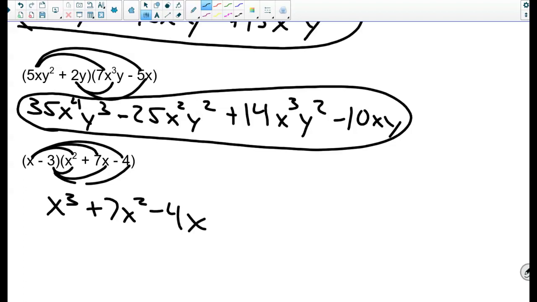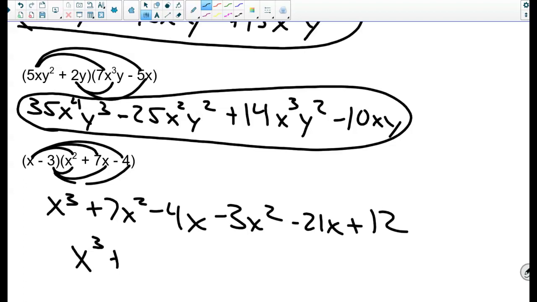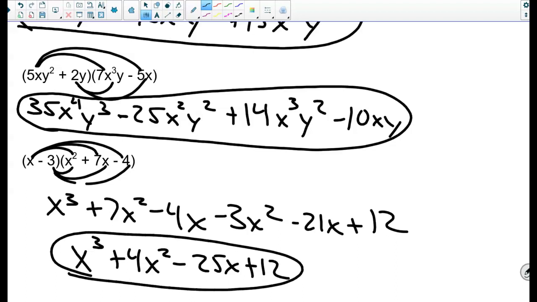It was negative 3x squared. And then negative 21x. And then a positive 12. And then when I combine my like terms, it's x cubed plus 4x squared minus 25x plus 12. Hopefully you saw my mistake and how I corrected it.